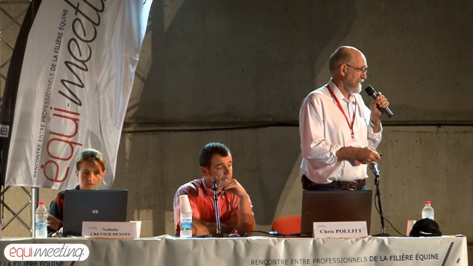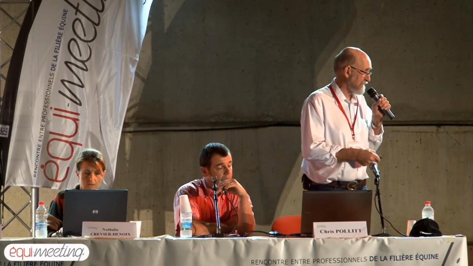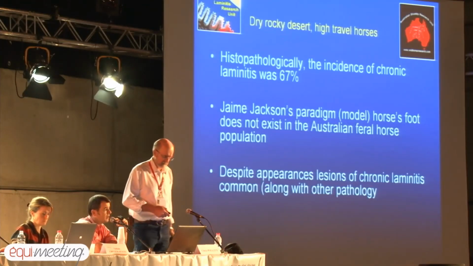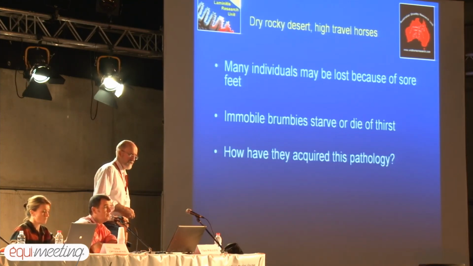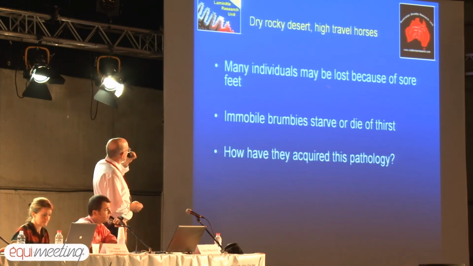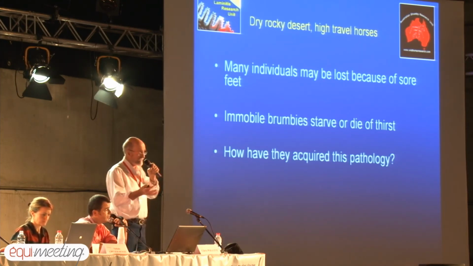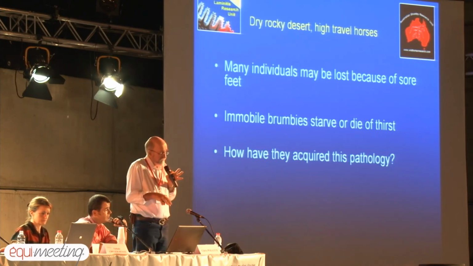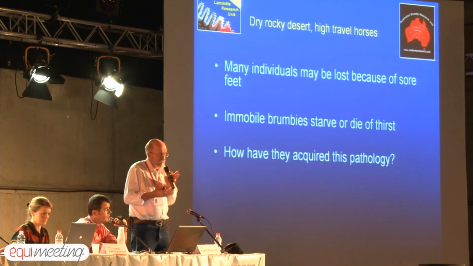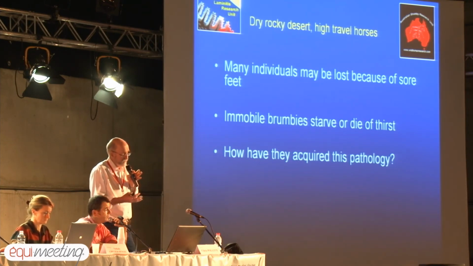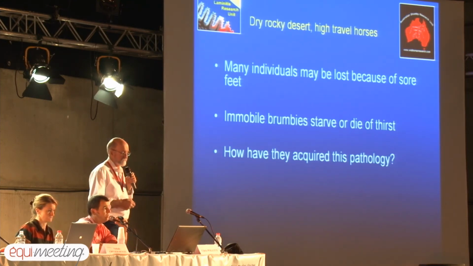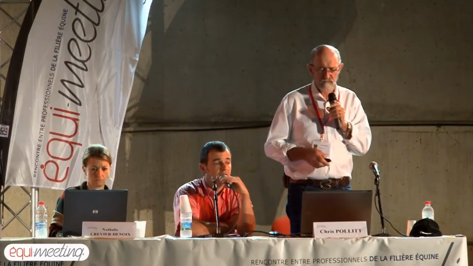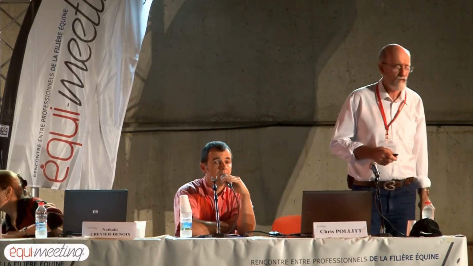So despite appearances, they look great. There is chronic laminitis inside along with other pathology. And as I said before, many of the horses in the population may have been lost if they got sore feet, if they wore away too much sole, if they developed traumatic laminitis and could not move, they would certainly die of starvation or die of thirst.